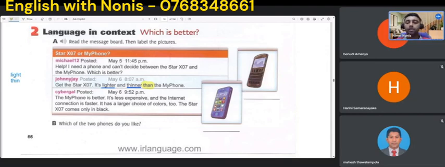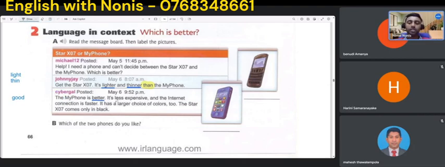The My Phone is better. Here also they are saying the My Phone is better. When you say better, it's a comparative form. The adjective of better is good. The comparative form of good is better. The My Phone is better. It's less expensive.